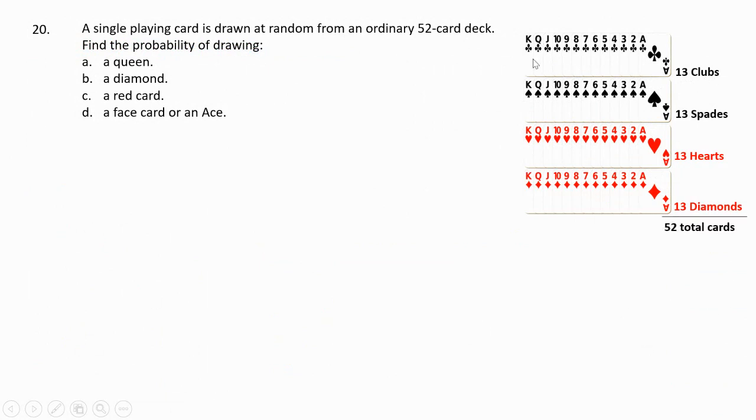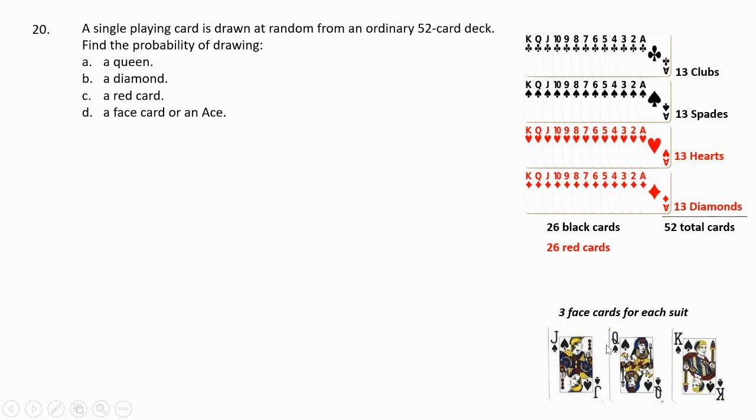Okay. And we notice half of them are black and half of them are red. Also, face cards. What are face cards? The face cards are the ones with a face. That's what they call face cards. A jack, right? They have a face.